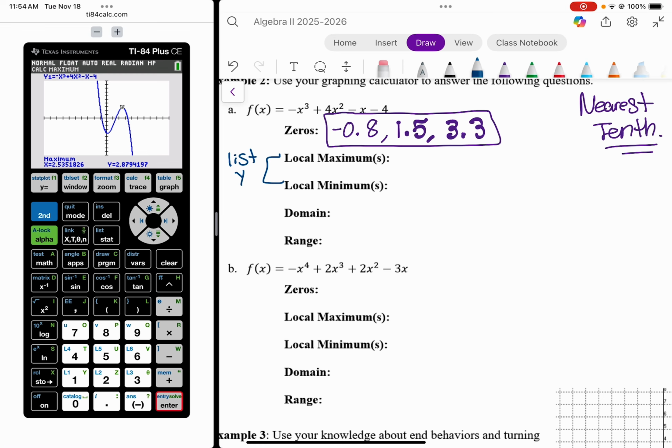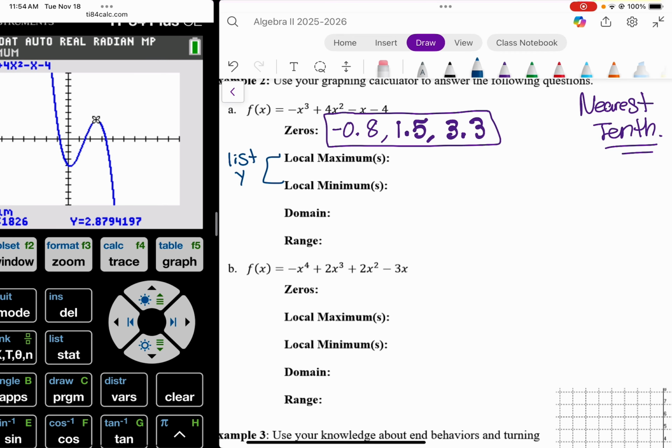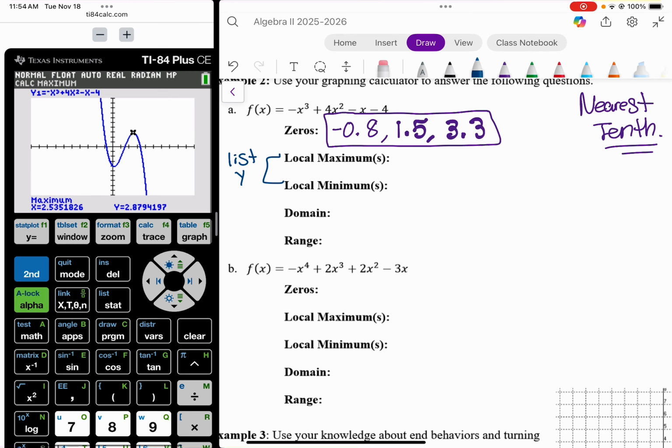Remember, we are listing the y values, so not the x, the y, which is above the zoom button. So our local maximum would be at 2.9. And there's only one, so that's our answer.